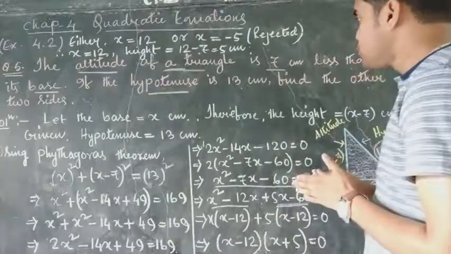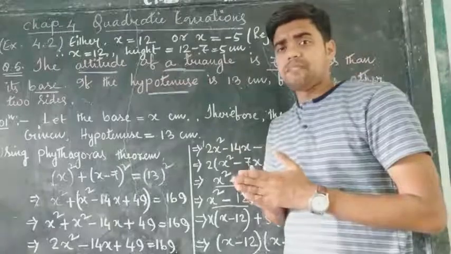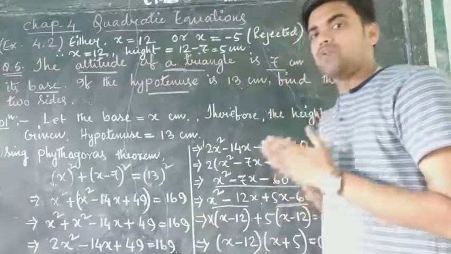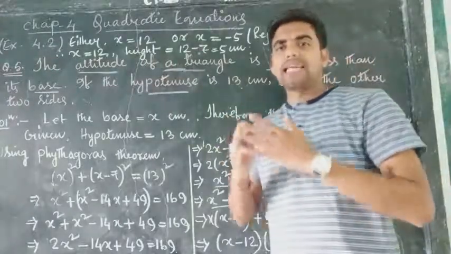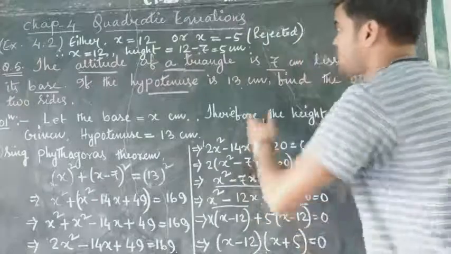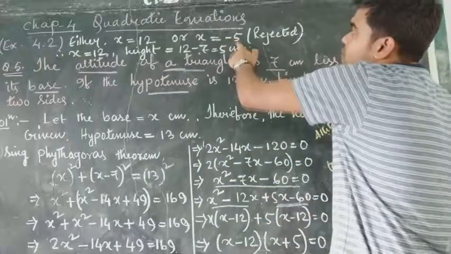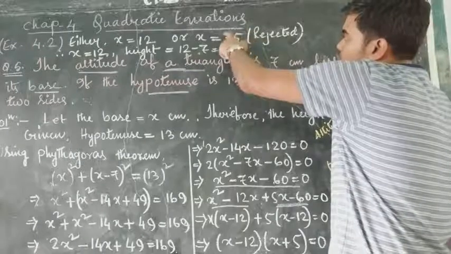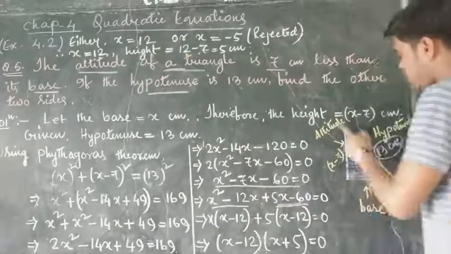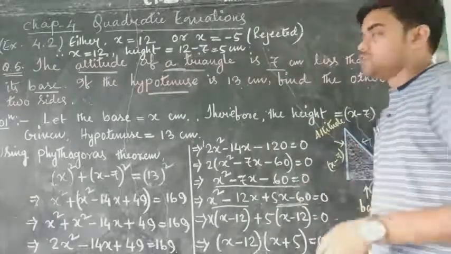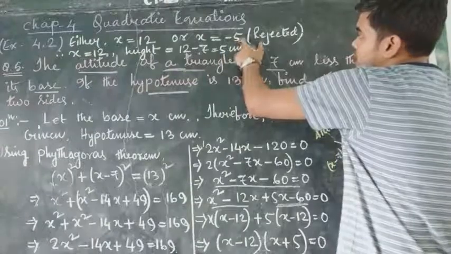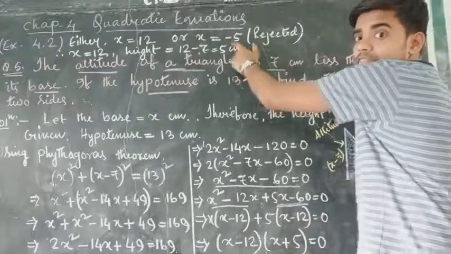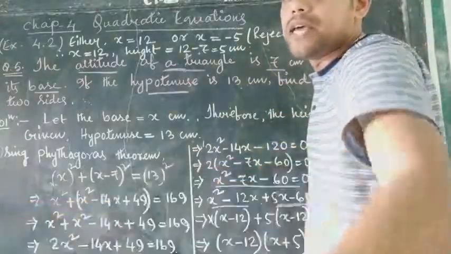Now all of you know that a negative number is not possible as the value of the base or altitude or height of any triangle, isn't it? So we cannot take x equal to -5, because -5 is a negative number, a negative integer. So that's why we cannot take this, because the base of this triangle cannot have a negative value. So we cannot take x equal to -5. That's why it is rejected. I write here rejected, because it is a negative value.